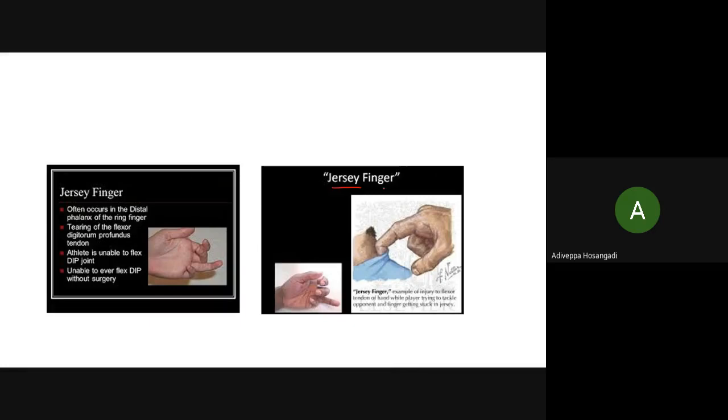See, why it is called jersey finger is because of playing football. You will be trying to pull your opponent by putting your hand in his jersey. Jersey is a t-shirt, a uniform. But he'll escape. So suddenly there is a hyperextension. You have flexed it to hold his jersey, but he escapes, and there is a rupture of the flexor digitorum profundus. That is jersey finger.